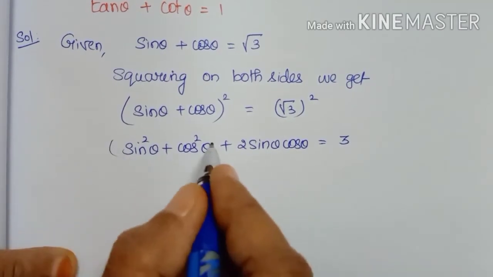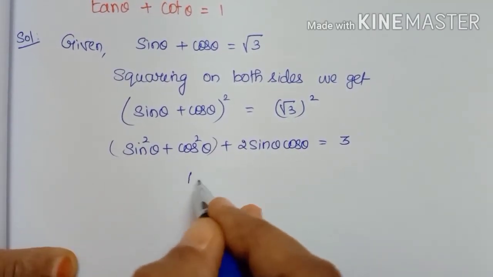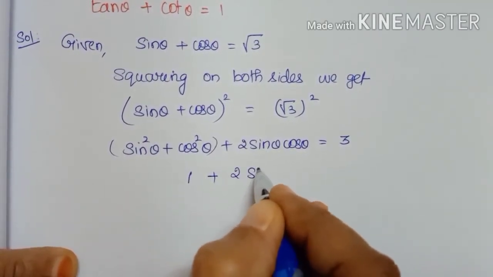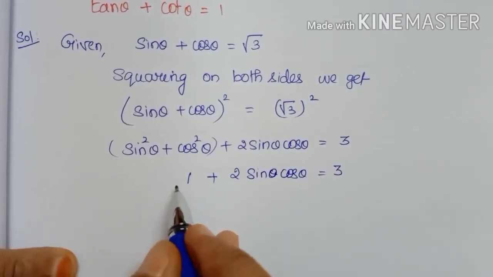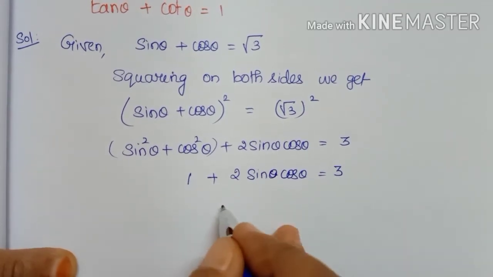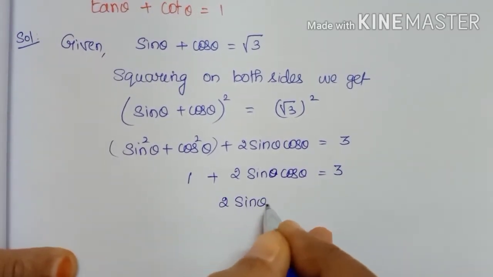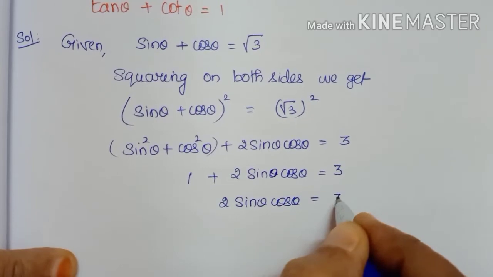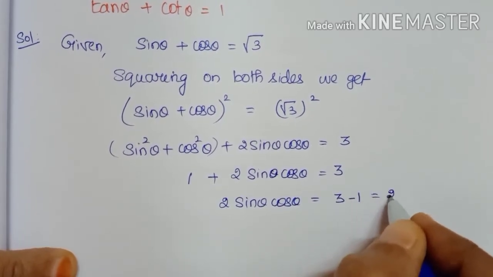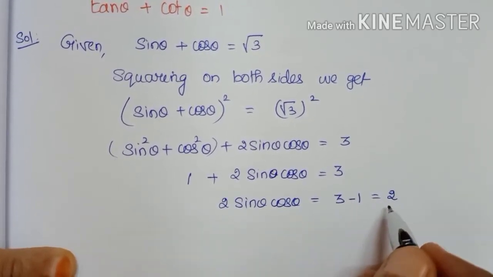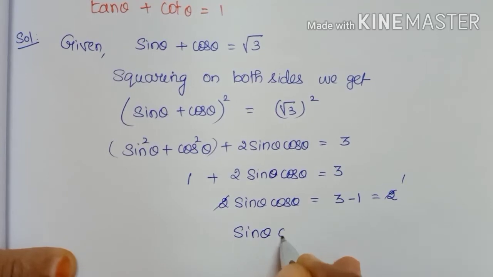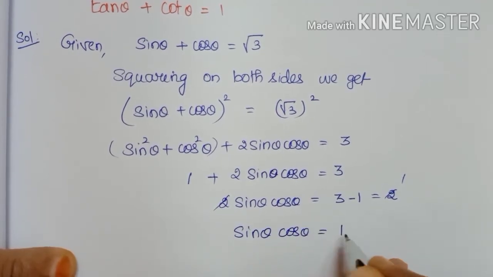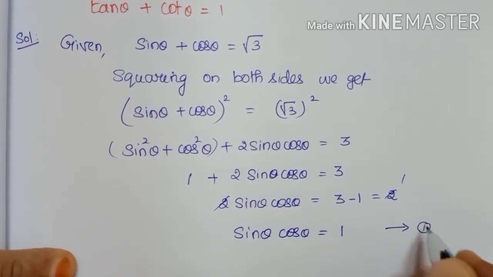Now we know this identity, sin squared plus cos squared is 1. So 1 plus 2 sin theta cos theta equal to 3. I will take 1 to the other side. So you will get 2 sin theta cos theta equal to 3 minus 1, that is equal to 2. Here we have 2 and here we also have 2, so we can cancel both 2's, and you will get 1. So now you got the value: sin theta cos theta equal to 1. Mark this as equation number 1.